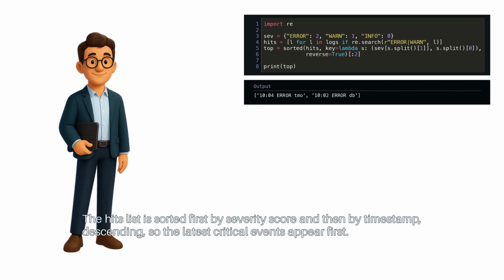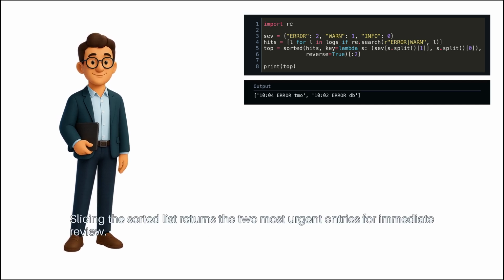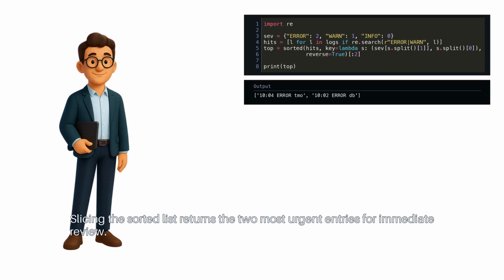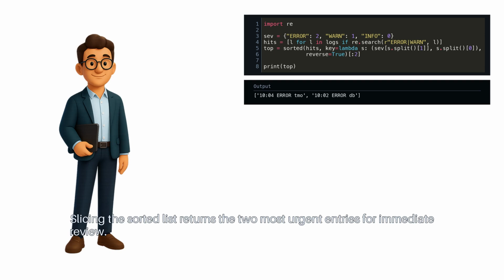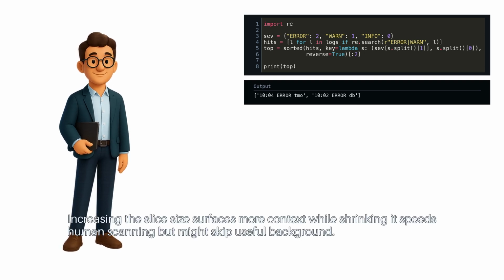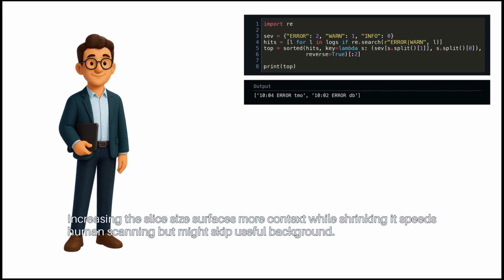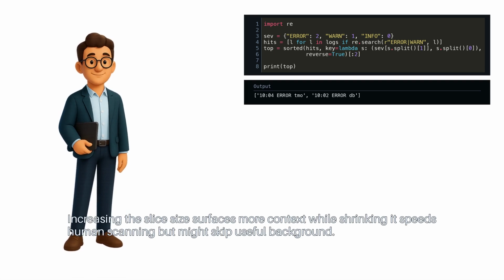The hits list is sorted first by severity score and then by timestamp, descending, so the latest critical events appear first. Slicing the sorted list returns the 2 most urgent entries for immediate review. Increasing the slice size surfaces more context, while shrinking it speeds human scanning but might skip useful background.